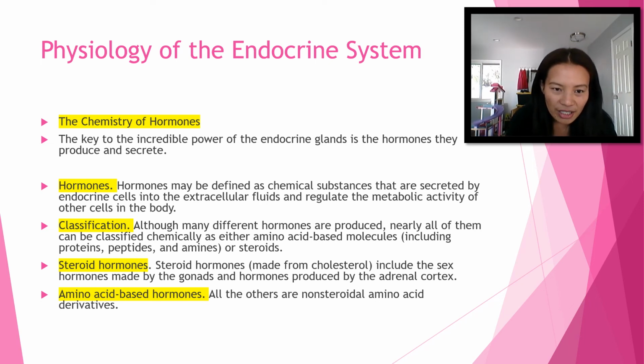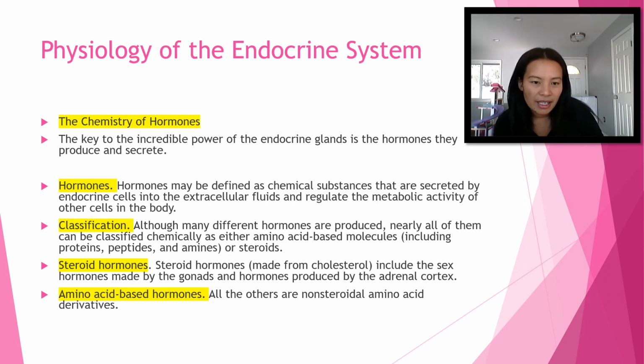So here, the chemistry of hormones. The key to the incredible power of the endocrine glands is the hormones they produce and secrete. Every hormone has a target cell. Always remember that. A hormone only binds to the specific cells they target in the body. Hormones may be defined as chemical substances that are secreted by endocrine cells into the extracellular fluids and regulate the metabolic activity of other cells in the body.